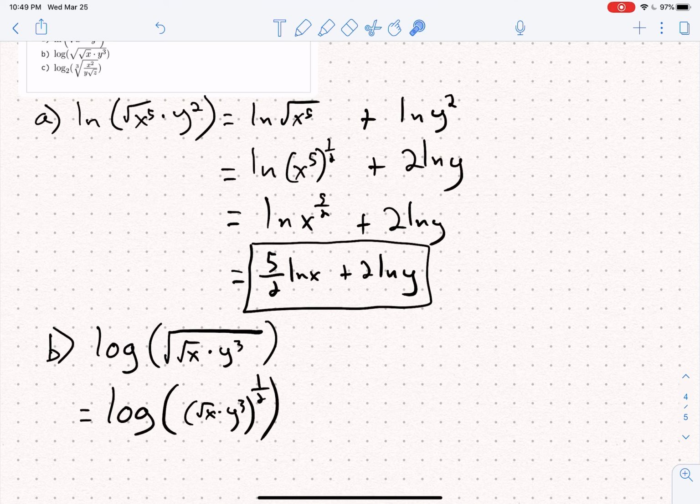And what we have now is a log with stuff inside all raised to this power. And that means that that 1/2 power can come out in front. That's using our rule for exponents and logarithms. So 1/2 log of radical x times y cubed.